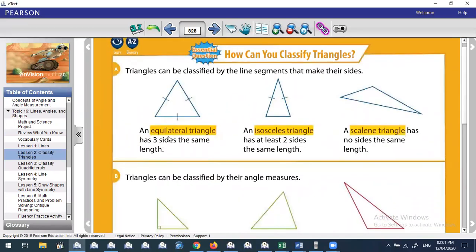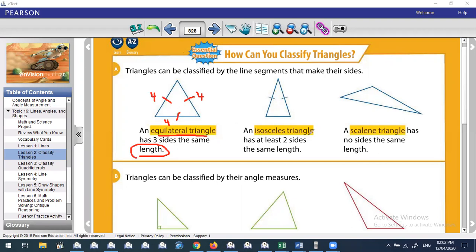Here's the first one. We have an equilateral triangle. An equilateral triangle has three sides the same length. All of its sides are equal in length. If this side is 4, so also this side is 4, and also this side is 4. Equilateral triangle, all sides are equal in length.